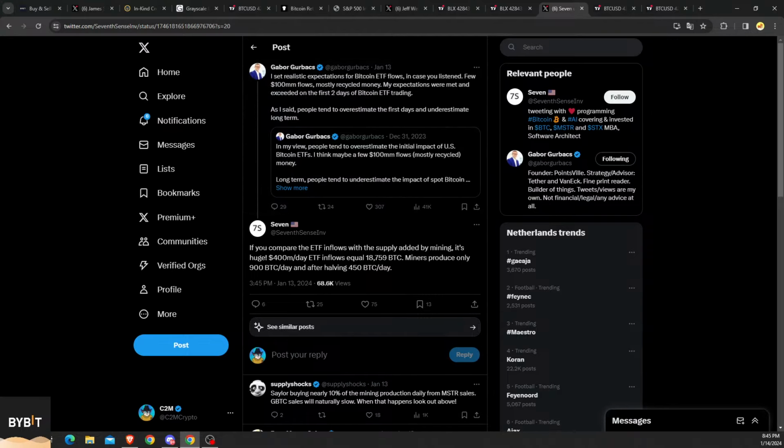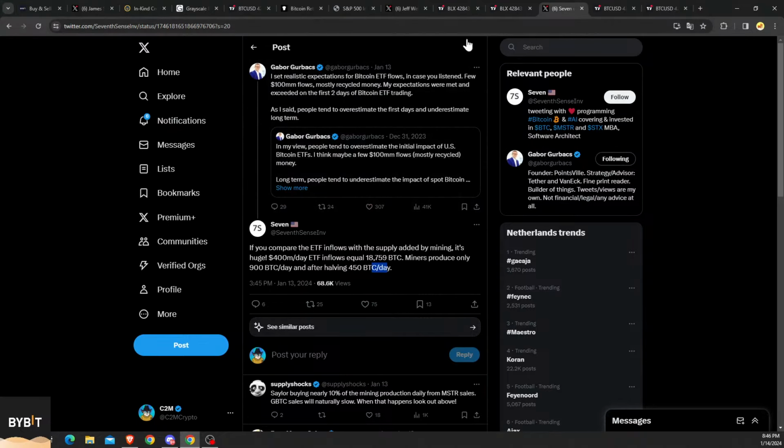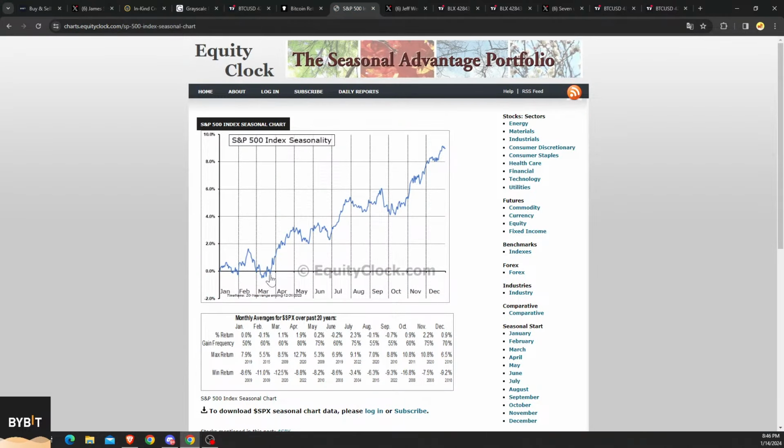If you compare the ETF inflows with the supply added by mining, it is huge. 400 million a day, ETF inflows equal 18K Bitcoin. Miners produce only 900 Bitcoin a day. And after the halving event, it is 450 Bitcoin a day. So this adds to the equation that we have seasonality coming up from March to May, right?